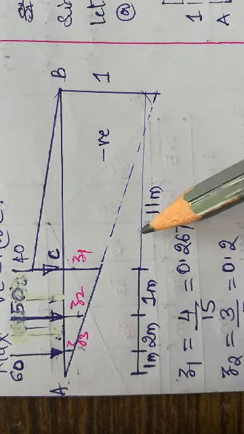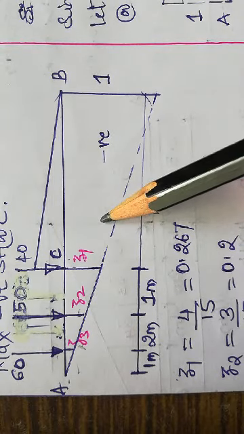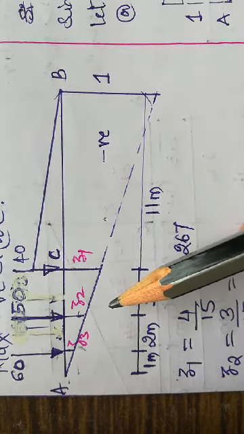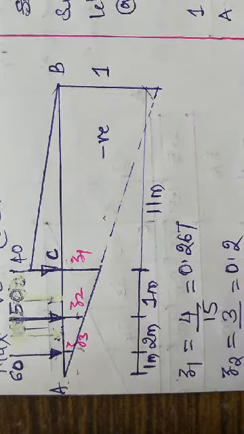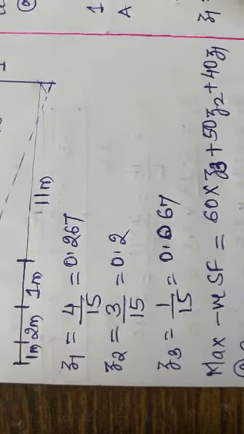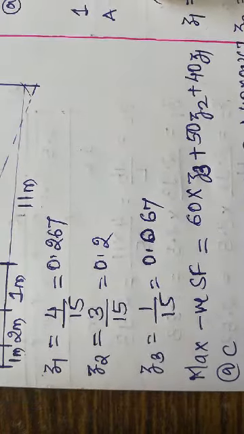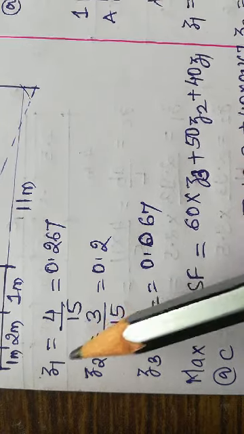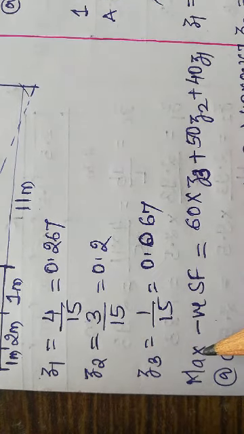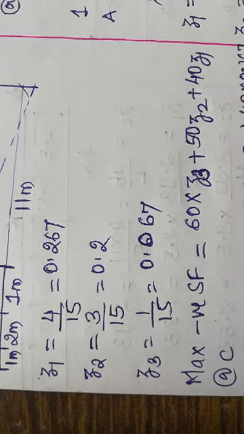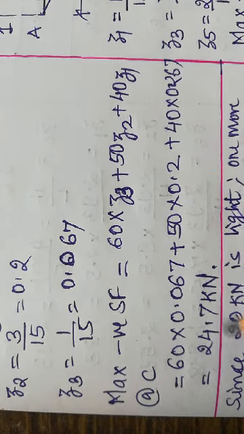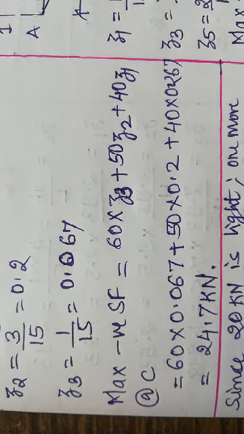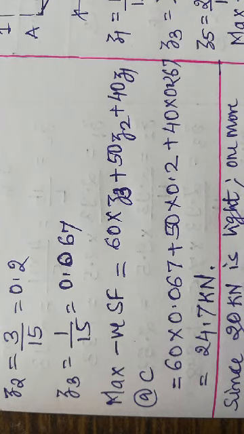For negative shear force, the bottom influence line diagram, which is nothing but RB, is calculated. So we are having Z1, Z2 and Z3. Calculate Z1, Z2 and Z3 using the influence line diagram as well as similar triangles. So maximum negative shear force at C is given by load multiplied by its values. So calculate the loads and the values and you will get it as 24.7 kilonewton.